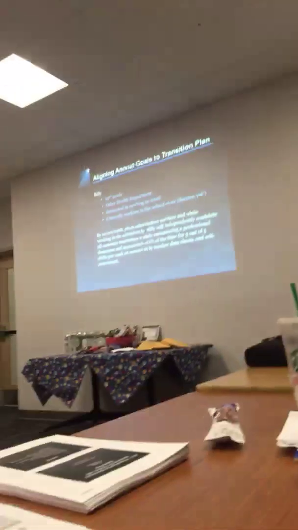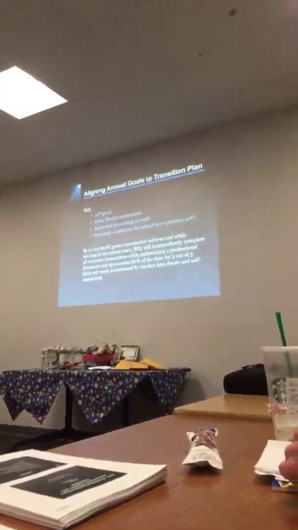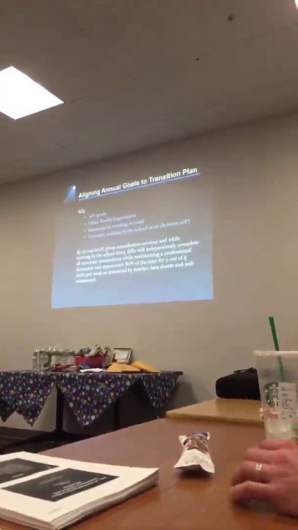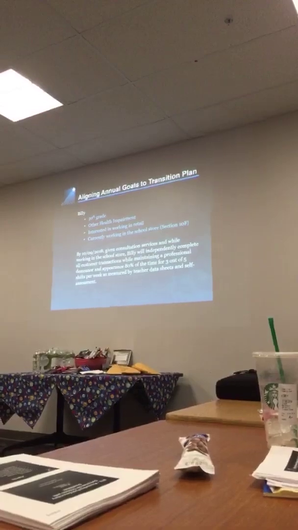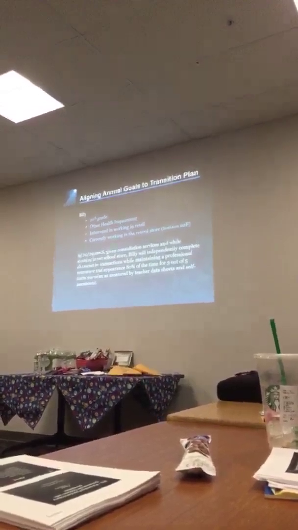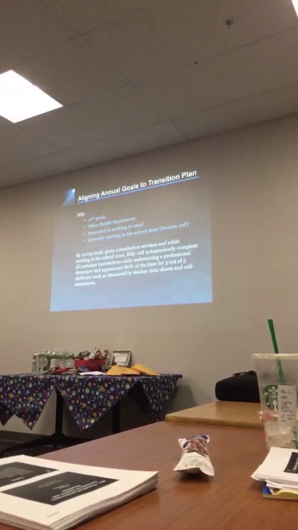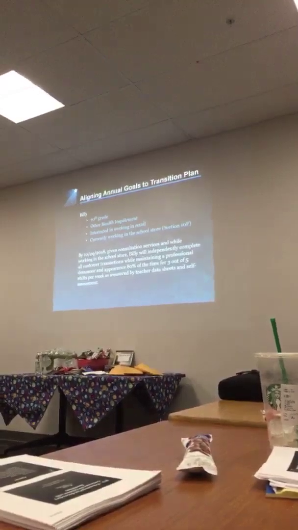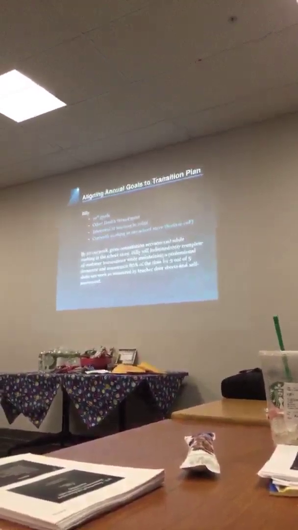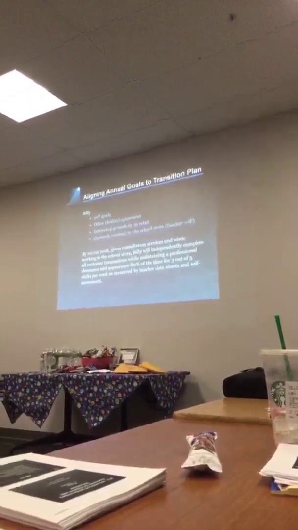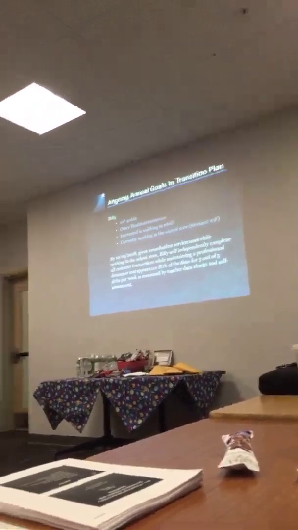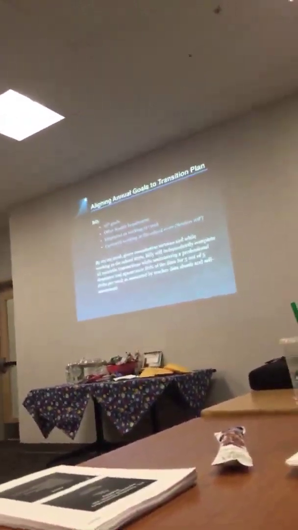The next example is Billy. He's in 10th grade, he has another health impairment, and he's interested in working in retail. Right now, he's currently working in the school store, and that would be great information to include in section 10F, that right now, he's working in the school store developing those skills, especially if he's interested in working in retail. You can make a pretty strong assumption that his employment goal will be, post-secondary, he's going to work in the retail field or the retail industry.